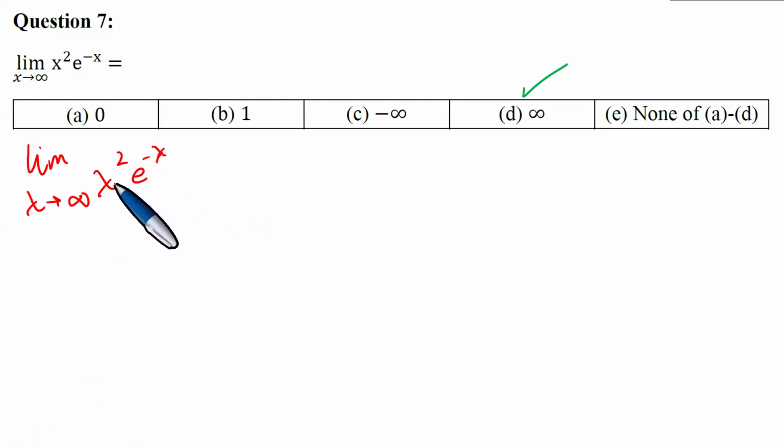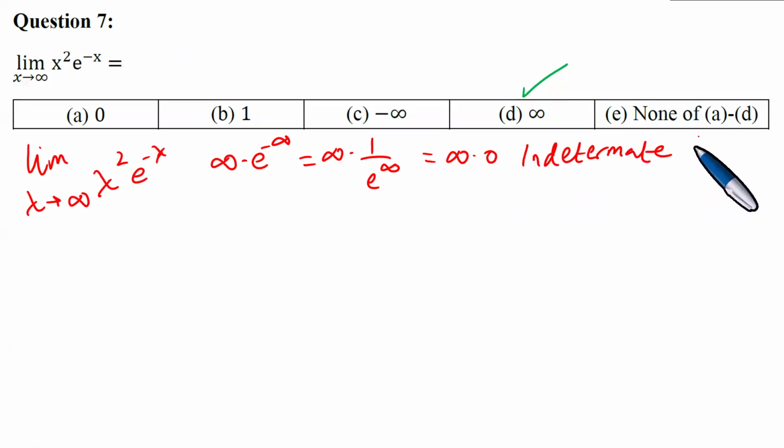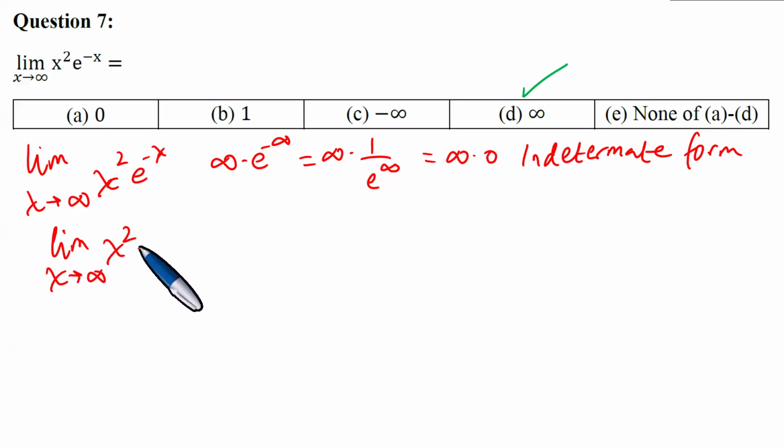Okay, so if you take the limit here, x squared is going to be infinity, and then e to the minus infinity is going to be 1 over e to the infinity, which is infinity times 0. And this one is called indeterminate. It's an indeterminate form. Now, what is this? The limit as x approaches infinity of x squared e to the minus x.